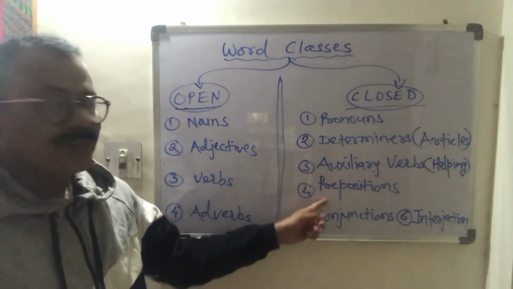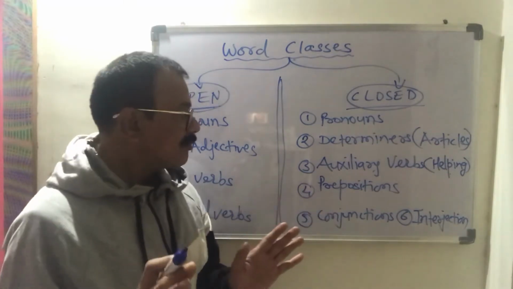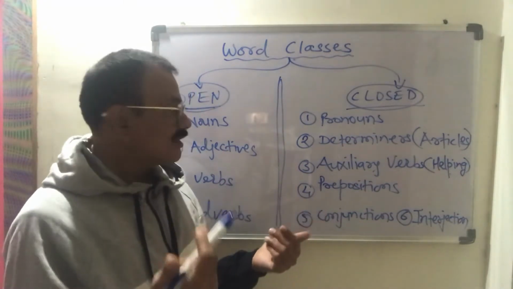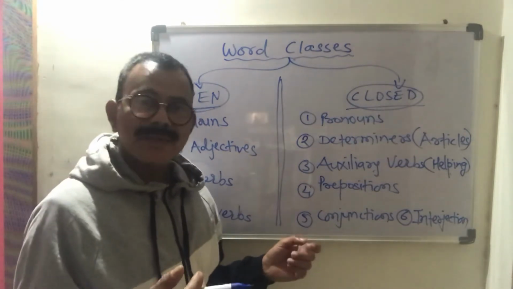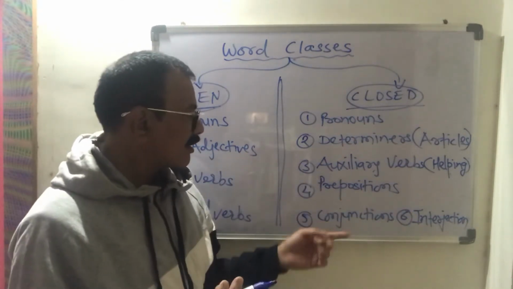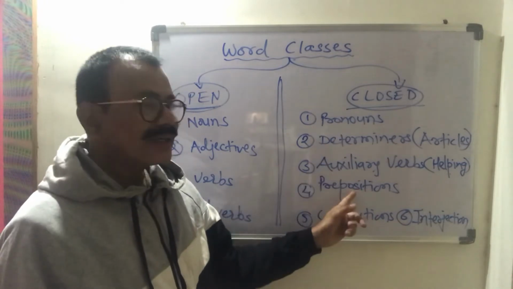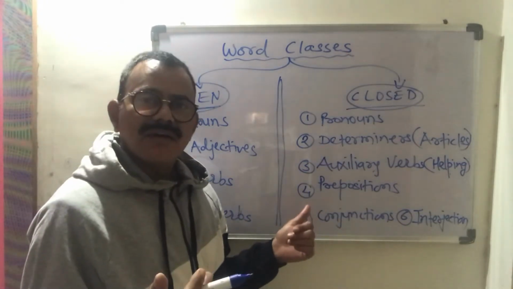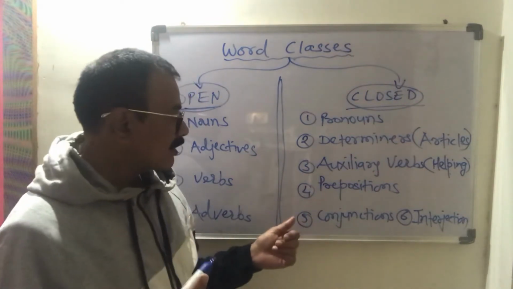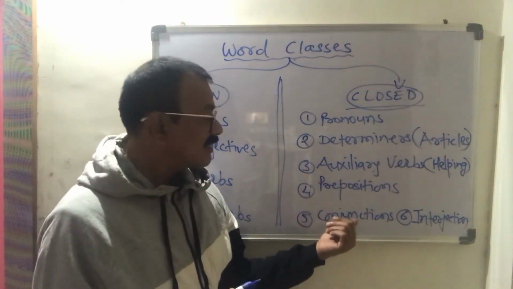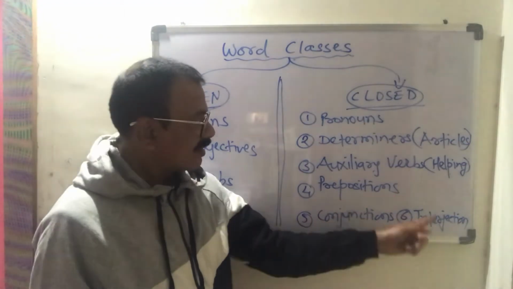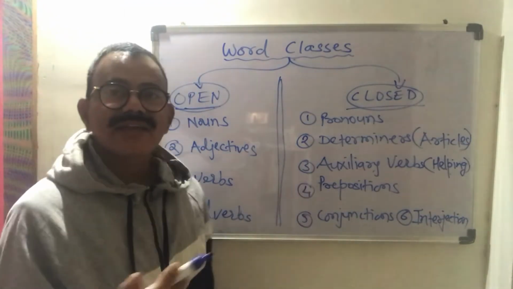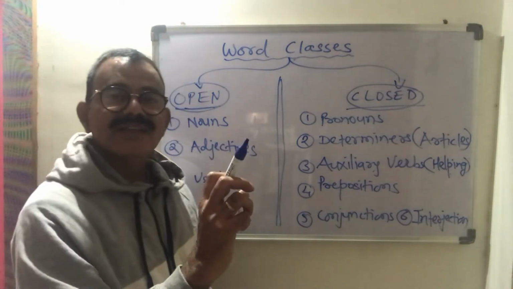Similar is the case with prepositions. Prepositions are also limited in number. We cannot add new prepositions to the already existing list. There are 54 prepositions. We cannot add more than that. So that's why it belongs to the closed word classes. And finally, we also have two traditional parts of speech, which we know as conjunctions and interjection.